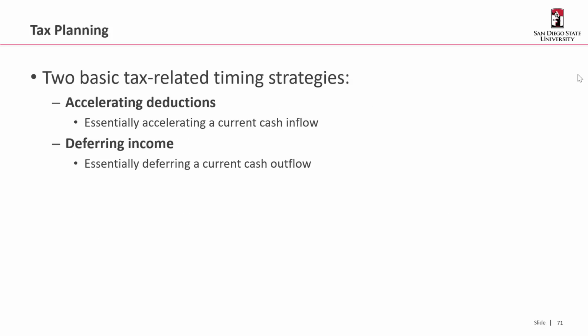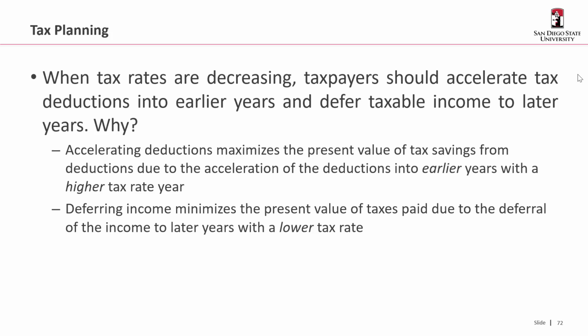So that yields two basic tax-related timing strategies. The one is accelerate deductions, because accelerating deductions generally presents a greater and quicker tax savings, and the timing works out. The second general policy to follow is to defer income, right? So deferring income generally results in paying the tax later, which is thought to be optimal.